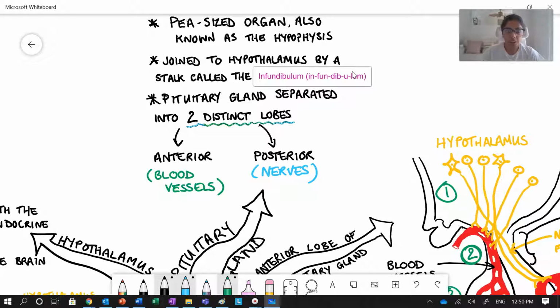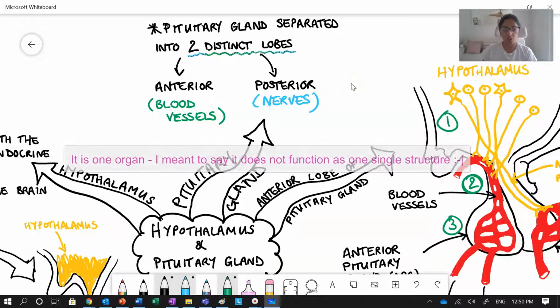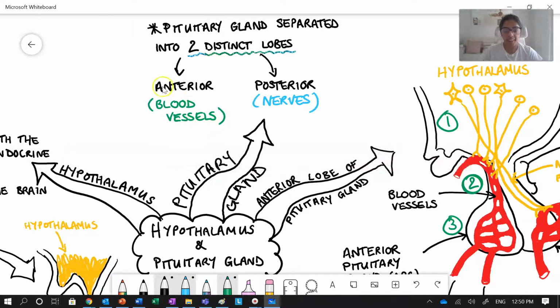The pituitary gland is joined to the hypothalamus by that stalk-like structure called the infundibulum. You do need to know the name for it, and spelling is important. So if you're someone who struggles with spelling for any reason, like dyslexia, it's fine to spell it phonetically and you'll still get credit. The pituitary gland itself has two distinct lobes. It's not one organ. Okay, you have the anterior, which is the anatomical word for front.